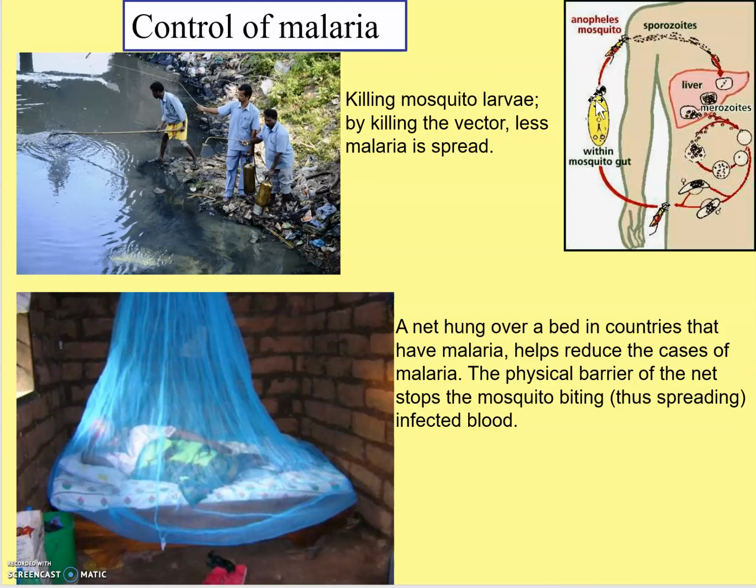And then controlling malaria, you can control using drugs, obviously, so quinine and all that sort of stuff. I put these up here because they're sort of vaguely interesting. So here they're pouring, I think it's petroleum, onto these stagnant bits of water, because that's where the mosquito larvae live. That kills the mosquito larvae, so then you can't transfer it.